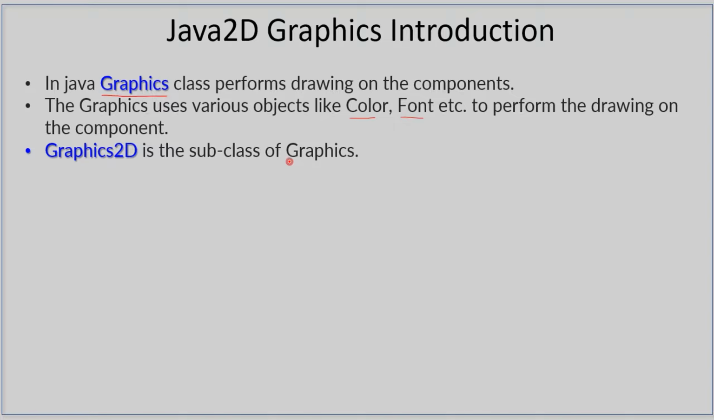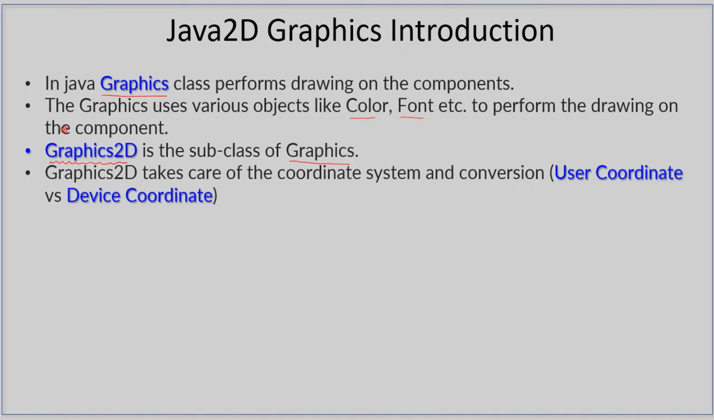Graphics2D is a subclass of Graphics. That means Graphics2D contains extra functionality on top of Graphics. Graphics2D takes care of the coordinate system and conversion. So here there are two coordinate systems involved. One is the user coordinate and another one is the device coordinate.